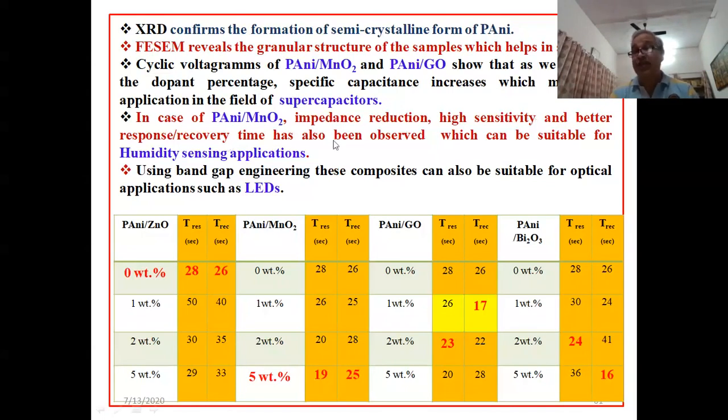And in the case of polyaniline with MnO2, impedance reduction, high sensitivity and better response and recovery time have also been observed, which can be suitable for humidity sensing application. And with band gap engineering, these composites can be suitable for optical applications such as LED. Thank you. Thank you, Professor.